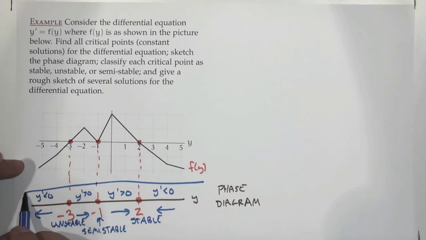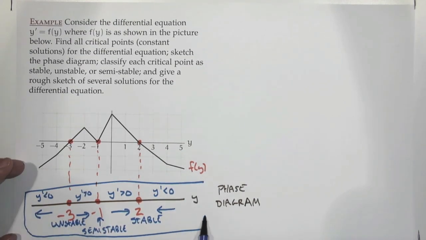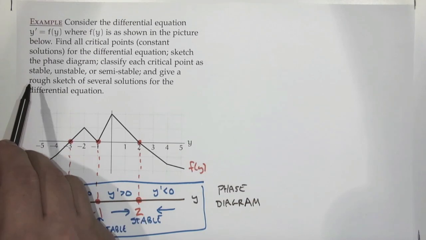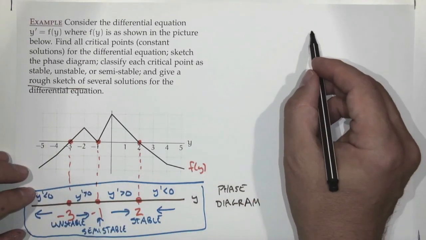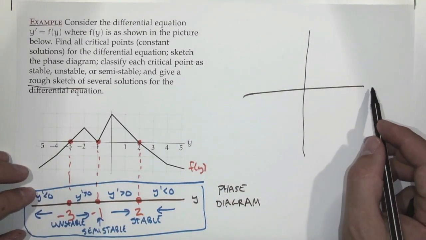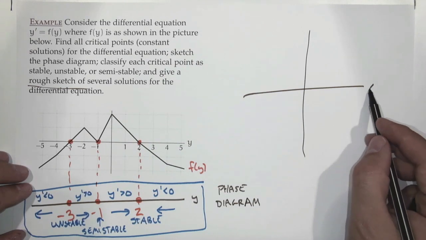And look at all of that. We've got the critical points, the phase diagram, the classification. We're in great shape. What's left? Well, the rough sketch.